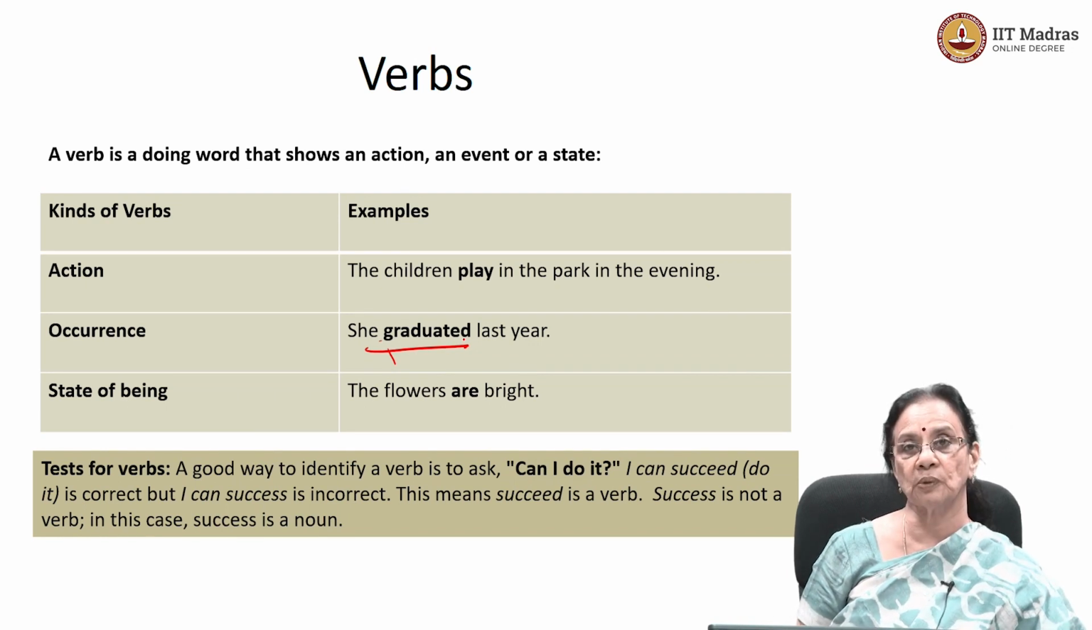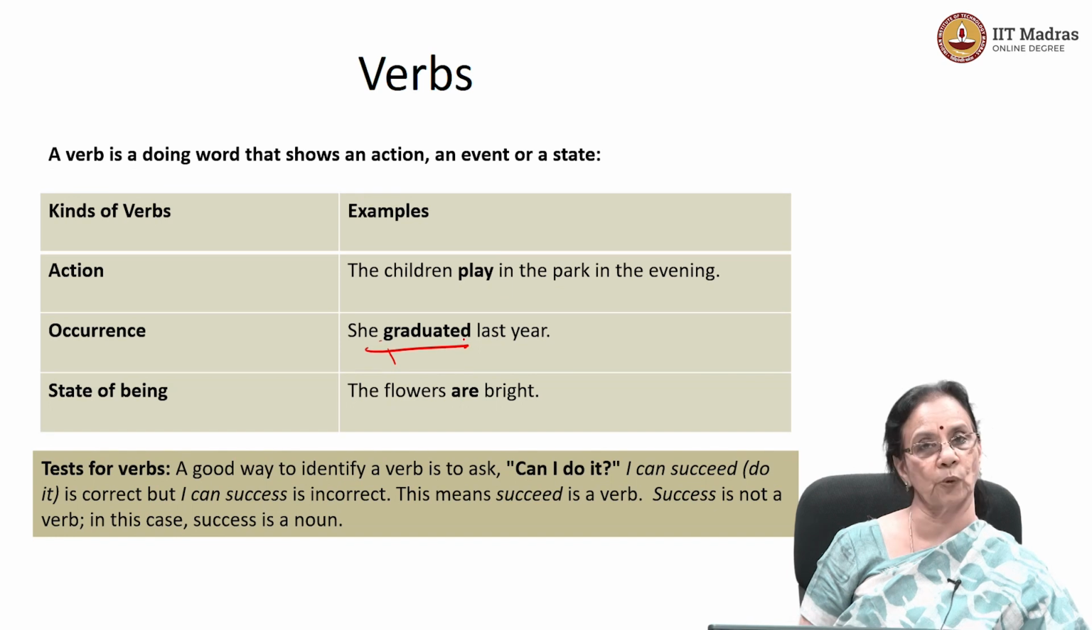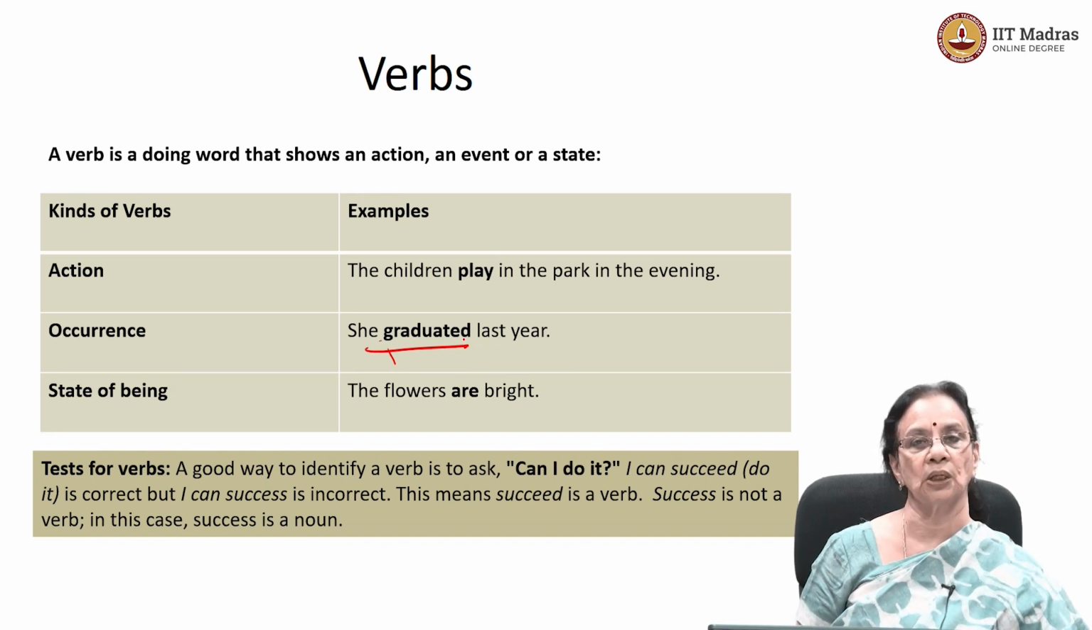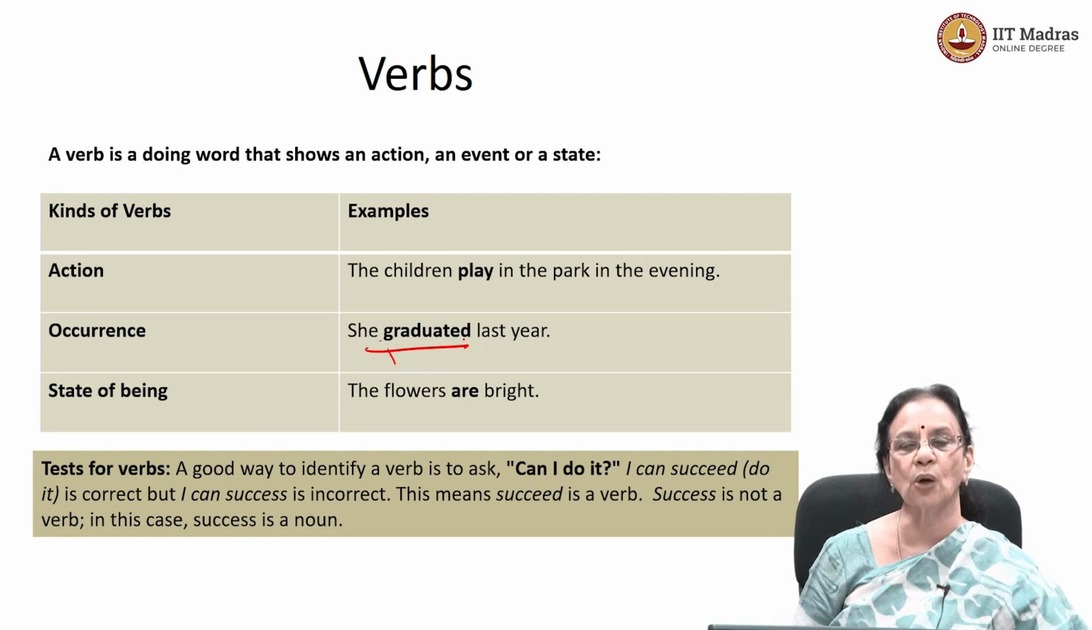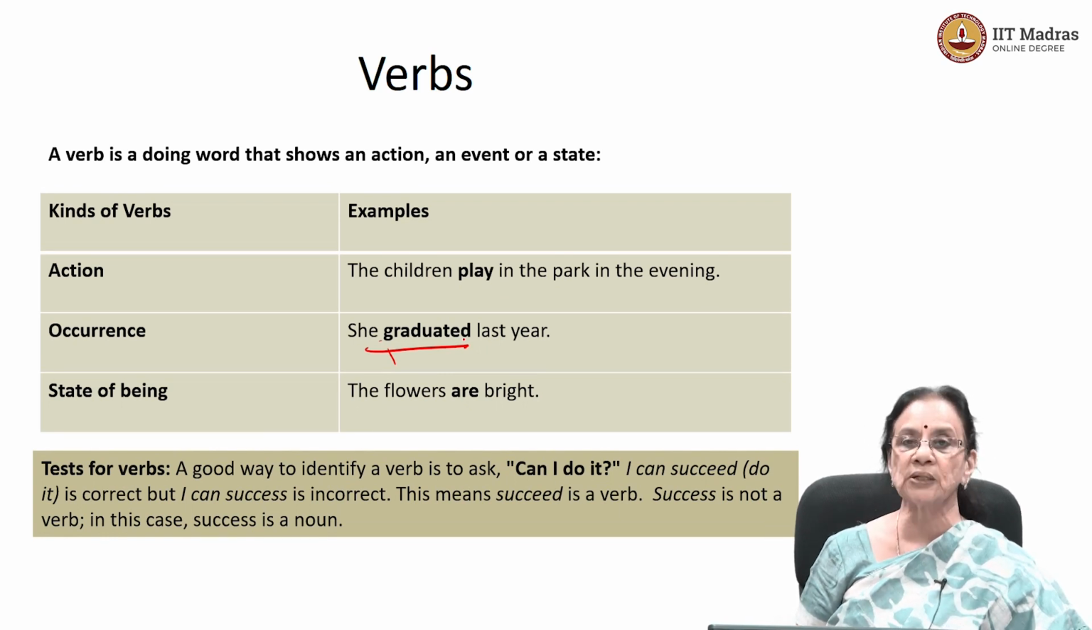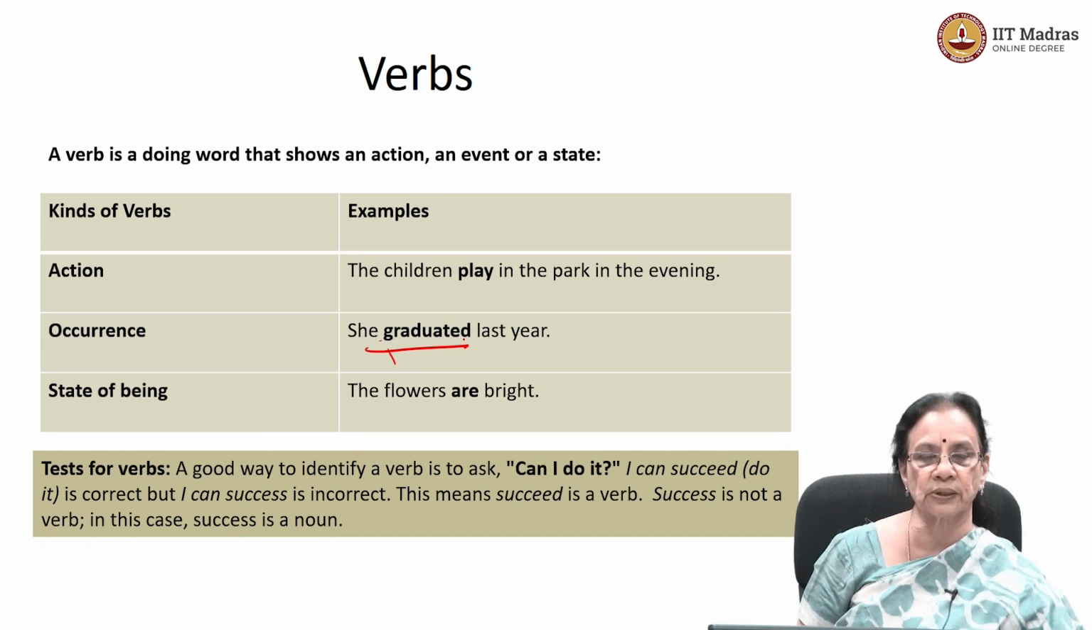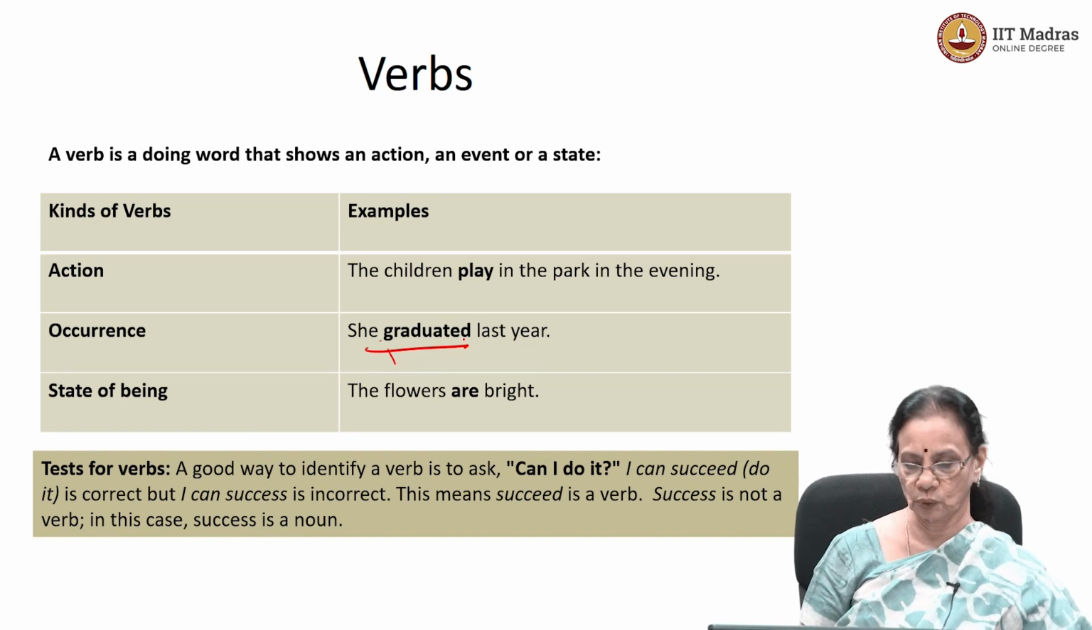Is success a verb? I can success? No. Definitely, "I can success" is not sounding right, because success is a noun in this case. So, this means succeed is a verb. Success is not a verb. In this case, success is a noun.